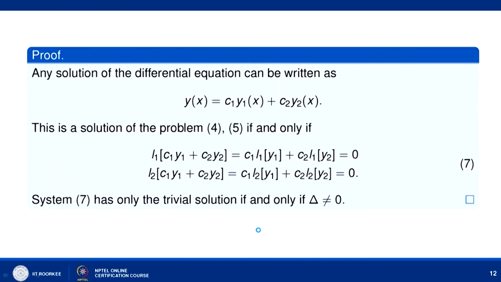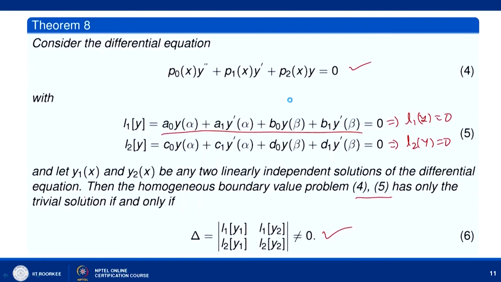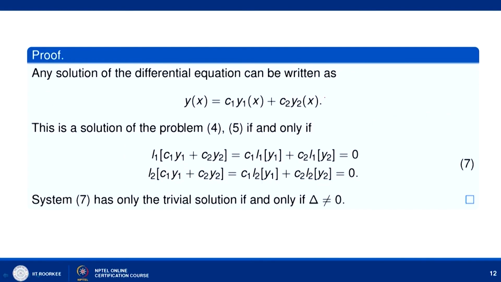So the proof is quite simple. You simply say that your general solution is written as y(x) = c1 y1(x) + c2 y2(x), because it is already given that y1 and y2 are two linearly independent solutions. So the general solution you can easily find out. Now we can find c1 and c2 using the boundary condition.